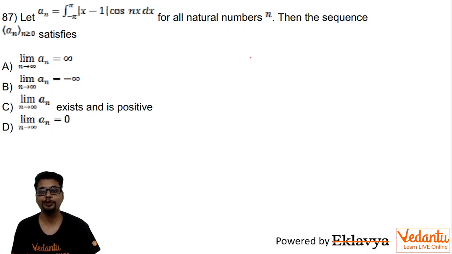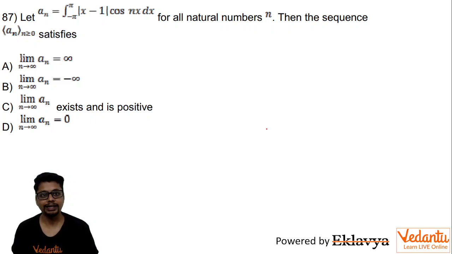We are discussing KVPY 2017 SX, and the question for this video is this: let E_n be equal to the integral from minus pi to pi of mod of x minus 1 times cos nx dx for all natural numbers n. Then the sequence a_n greater than or equal to 0 satisfies: as n tends to infinity, a_n tends to what?